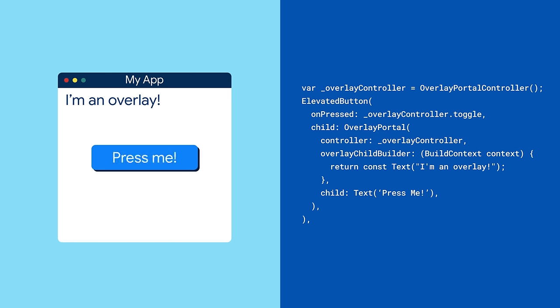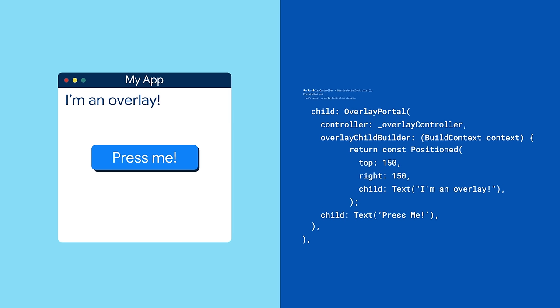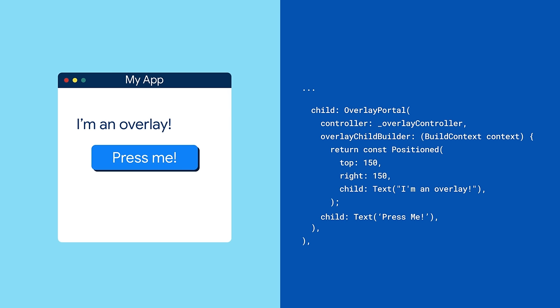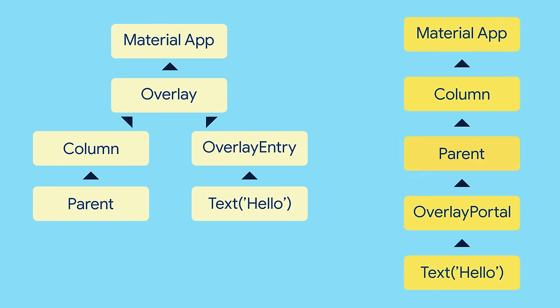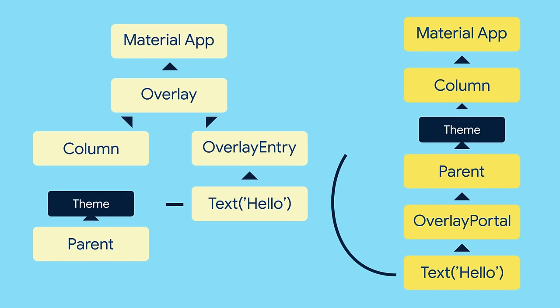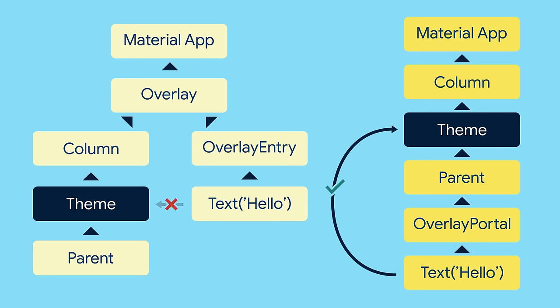Optionally, you can also give overlay portal a child widget, which will be displayed as a child of the overlay portal's parent. And you can also use a positioned widget to specify where the overlay should appear. Compared to overlay entry, overlay portal inherits its build context from its parent rather than a separate standalone build context. This means that things like theme will be inherited from the parent widget.